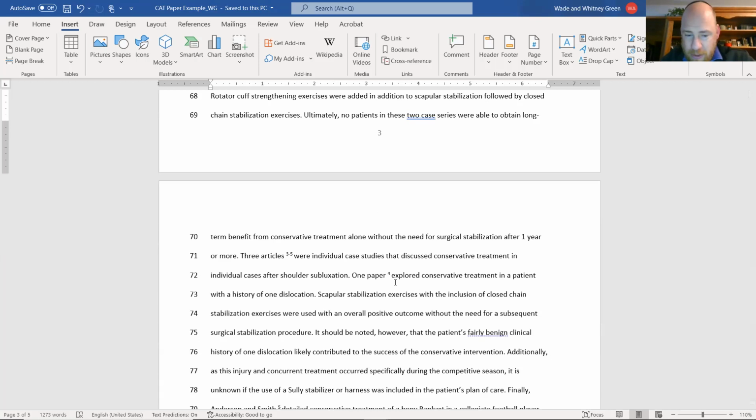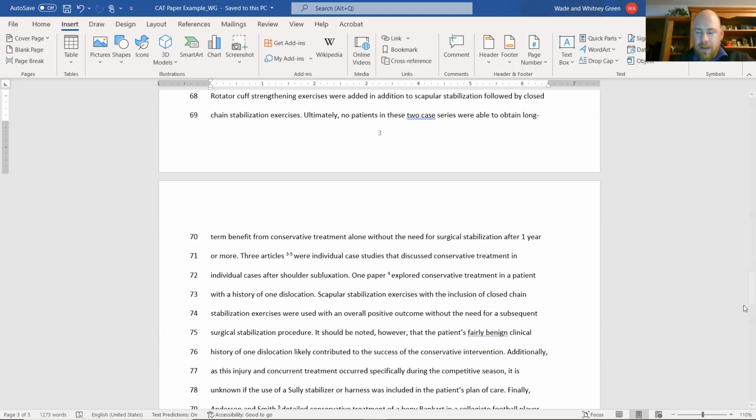But I do say here that it's noted, however, that this patient only had 1 dislocation. And so that very well could have contributed to the high level of success that he experienced with conservative care. And so it's very important to know the papers that you're citing and have read them, have a good idea of what it is that they say, so that you can critically analyze them and really make conclusions about why things may have happened the way they did.